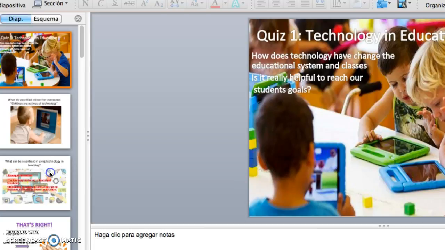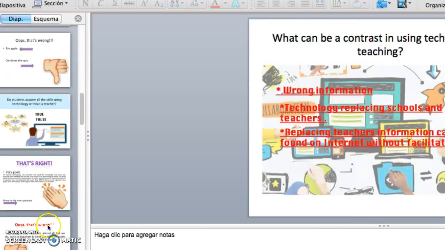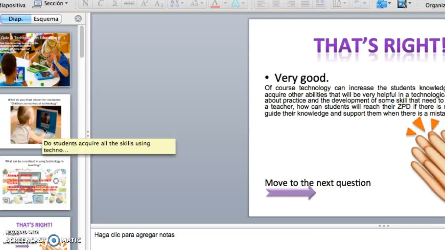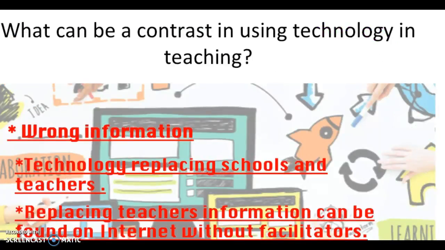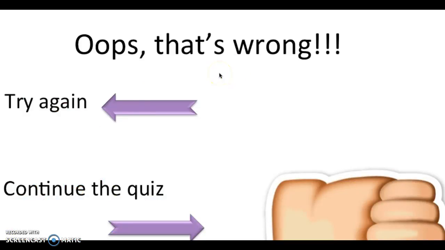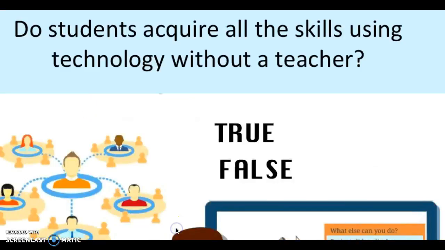And you have options like multiple choice, and then when you answer correctly or in a wrong way you will have a feedback. So for example, if you start your first question that says what can be contrast in using technology in teaching, so you have options in here, then you have to choose one like wrong information, and then if you are wrong then you will have like this. So you can continue with the quiz or try again, all right?